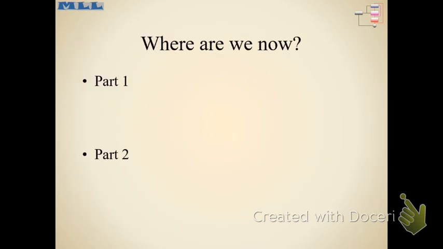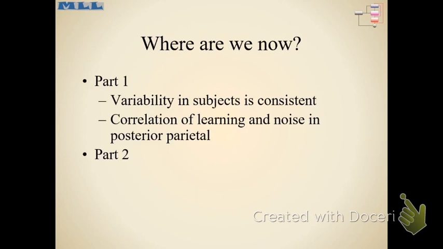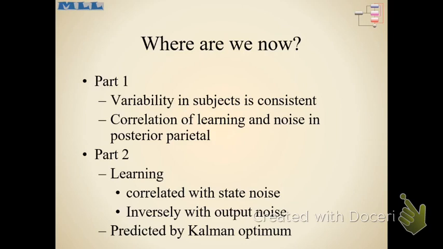So how far have we gotten? We learned in part one that variability is consistent across subjects, that the correlation of learning and noise is apparently only there in the posterior parietal that we could see. And in part two, we learned that learning is correlated with state noise, inversely correlated with output noise, and predicts the Kalman optimum.